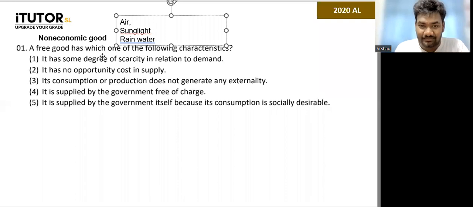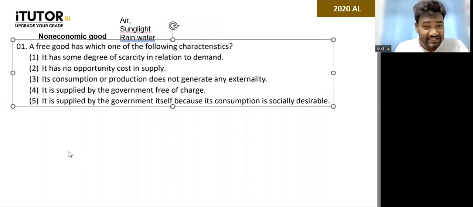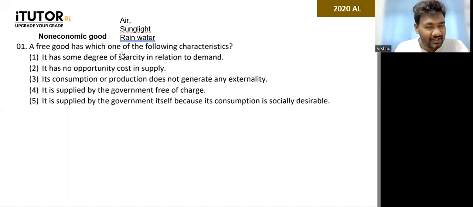So we'll try to think, guys. Can you say air, rainwater, sunlight has some degree of scarcity in relation to demand, or do you have any amount of it? If you take sunlight, you have an unlimited amount of sunlight. Don't tell me, sir, at night you don't have sunlight. Whenever there is sunlight, there is unlimited sunlight. There is an unlimited amount of air that you want to breathe. So there is no degree of scarcity. It's available in unlimited terms.